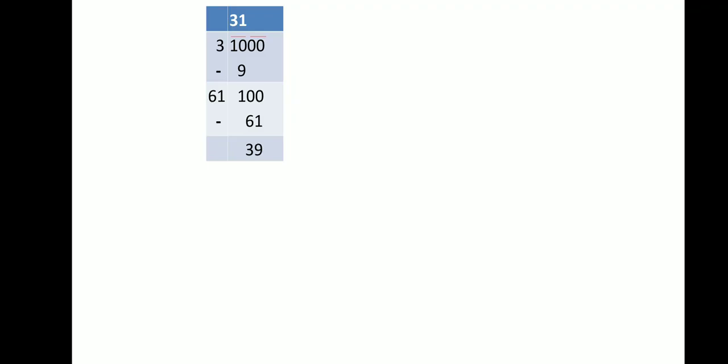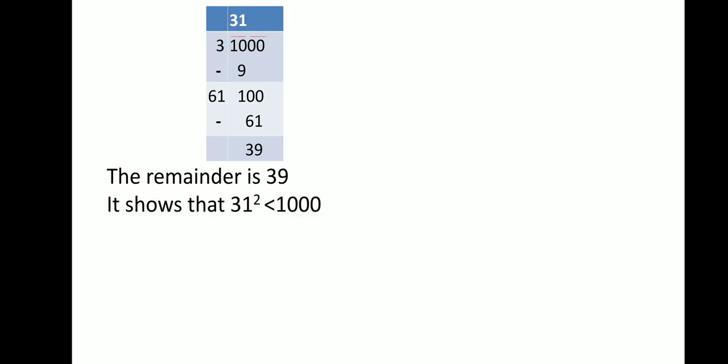First of all, we need to place the bars and then find the greatest number whose square is less than 10. 3 into 3 is equal to 9, which is less than 10. Likewise, double of 3 is 6. We know how to solve this. After this the remainder is 39. Now it shows that 31 square is less than 1,000.